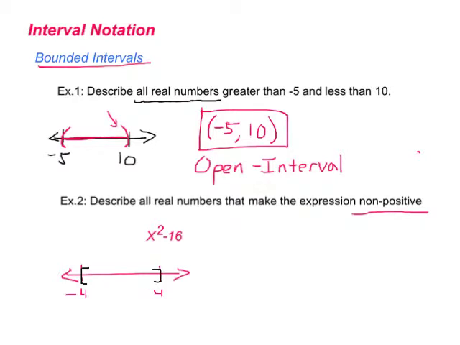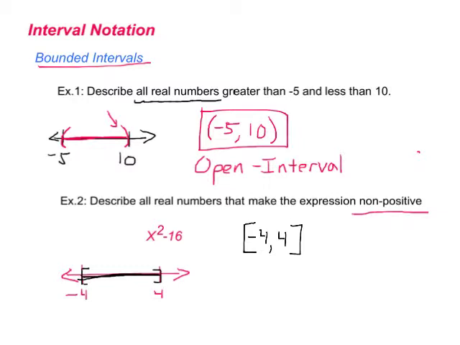And then we're going to include all the numbers in between, because if you plug in 0 here, you're going to get 0 squared minus 16, which is -16. That is a non-positive number. You plug in 1 squared minus 16, you're going to get -15. So the number 1 right about here is included, gives us -15. So to write this as an interval, we get [-4, 4]. And that is your interval notation.